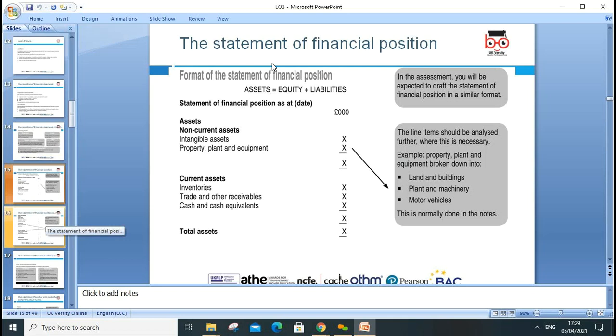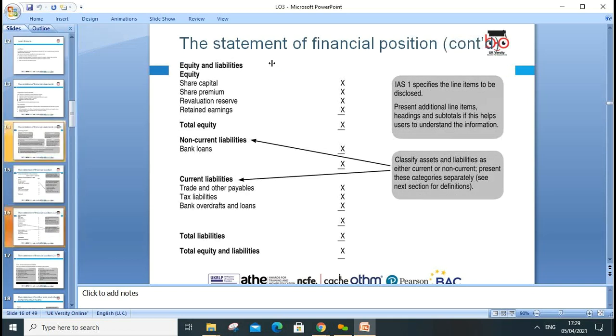Okay, we'll see the actual company statement now in a few minutes, and we'll go through further slides as well. It'll be clearer. Okay, then we have equity.